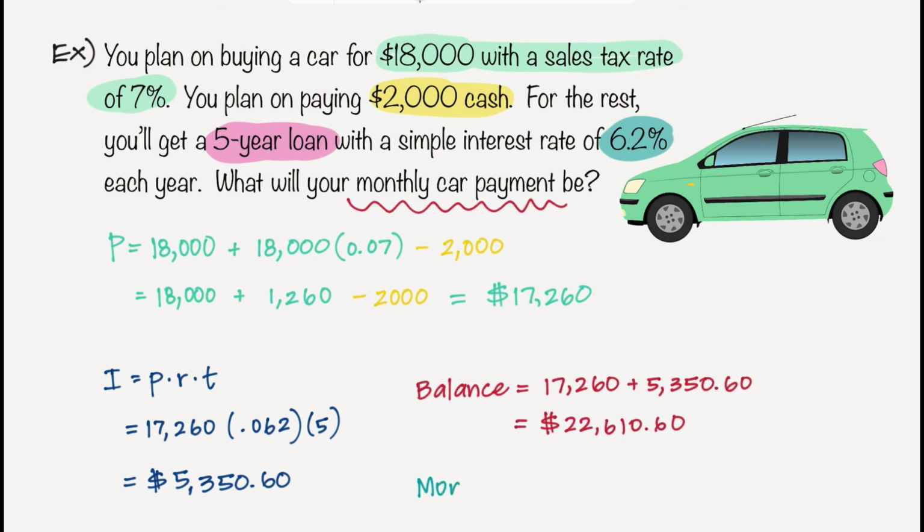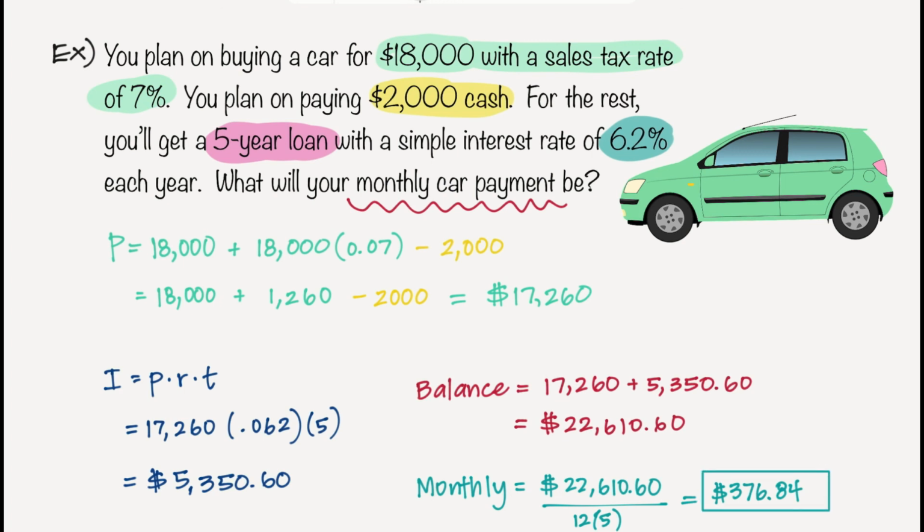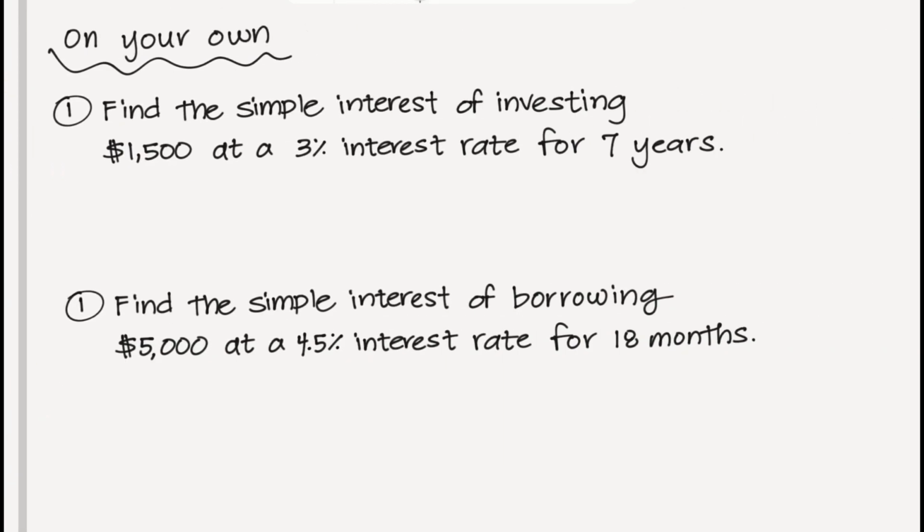So to wrap up, what is my monthly car payment going to be? Well, I'm going to take that total of $22,610.60, and I'm not going to divide it by 12. I need to divide it by 12 by 5, which is really 60 months, okay? So that means each month over the next 5 years, I'm going to pay $376.84 to pay off my car. So the lesson here is save your money.